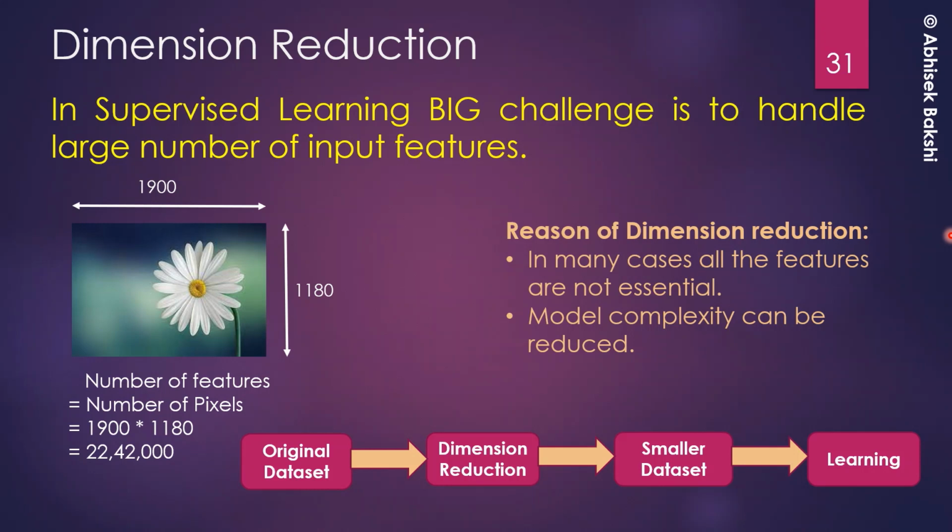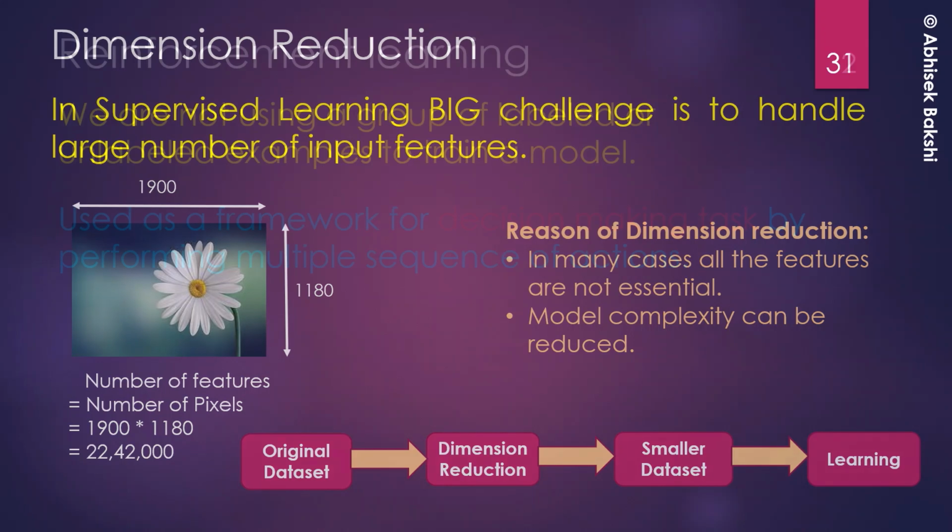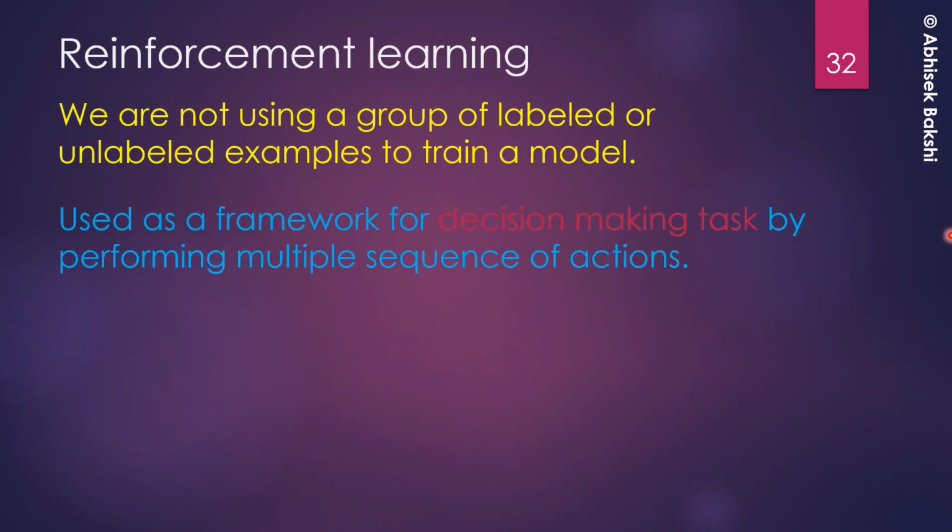So we just went through the dimension reduction and clustering technique for unsupervised learning algorithm. Now we will start a very basic and brief idea on reinforcement learning. In previous cases, we are not using a group of labeled or unlabeled examples to train a model. What we do is use it as a framework for decision making tasks by performing multiple sequences of action.